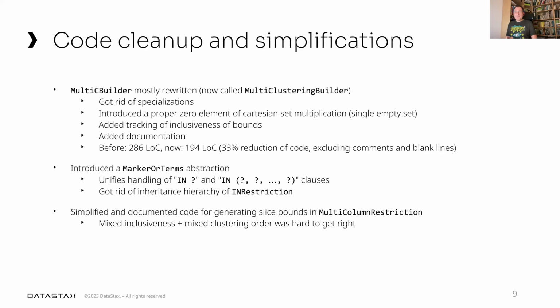When I modified code, I also tried to simplify something. When I noticed that there was something overly complex, I simplified it. For example, I simplified multi-clustering builder. Now it actually has more features, and at the same time it's 33% shorter in terms of lines of code, and I also added a lot of documentation. When I try to understand how things work, I put some notes and comments to make it easier for the next people who work on this code so they can ramp up faster.